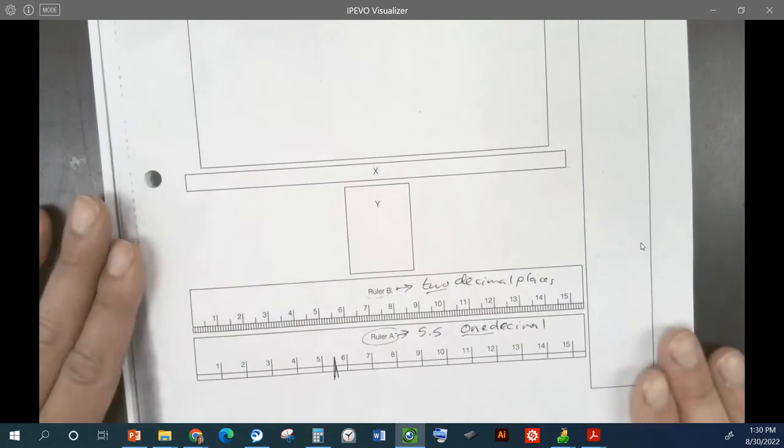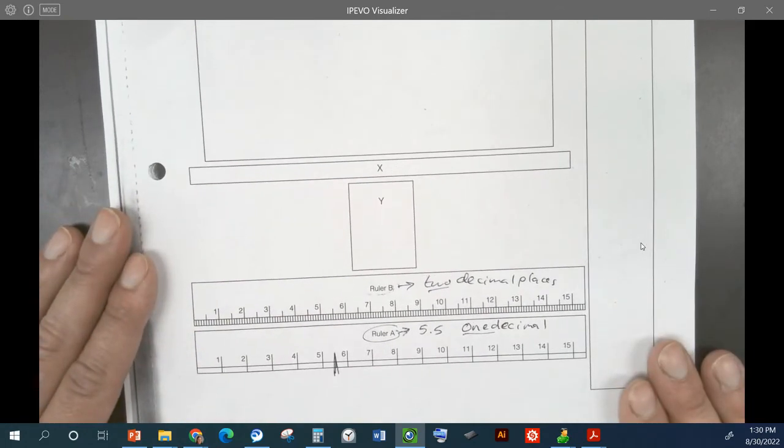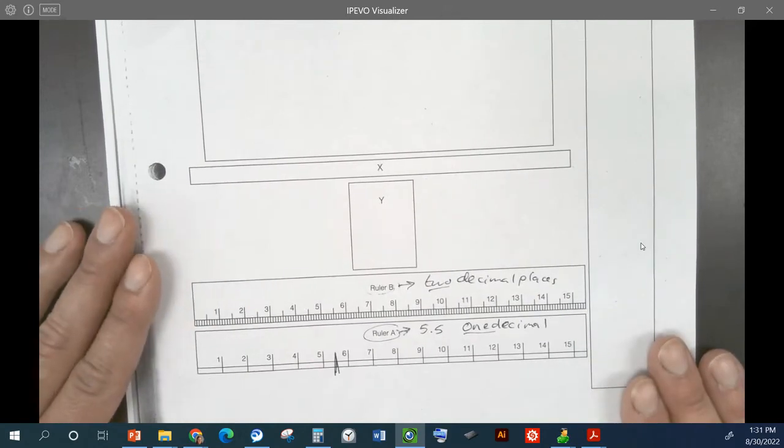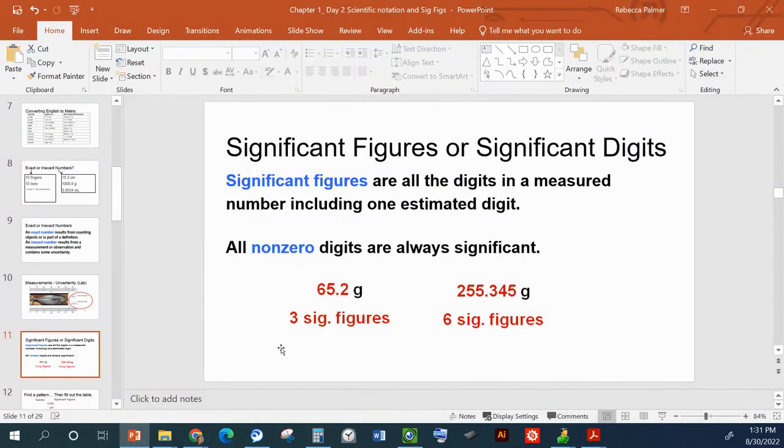So this lab has no chemicals, so if you really wanted to, you could go home and do this lab by yourself. But we will have a whole day in class to also do this lab. But that one's kind of nice to start with because you're just measuring paper. Okay, questions on that? Does that make sense? We're good? All right, the next thing that we need to talk about is significant figures.